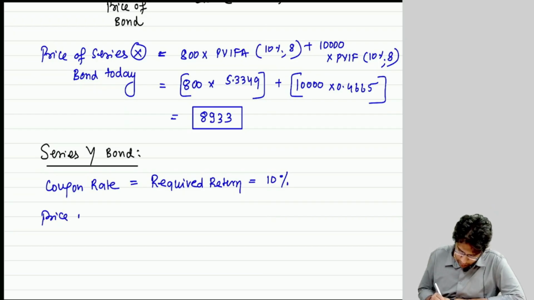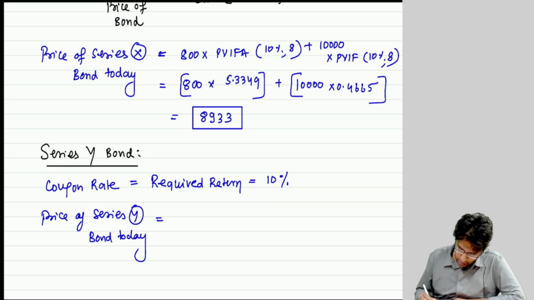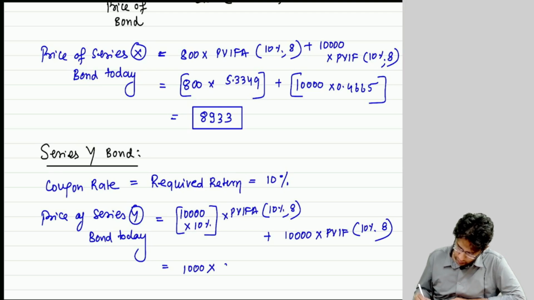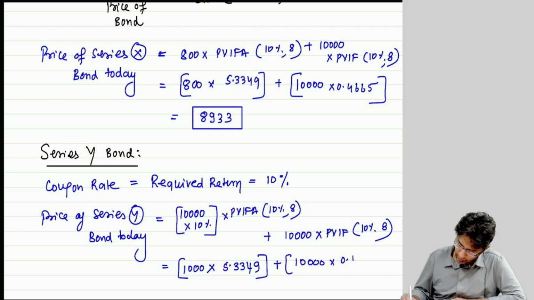The price of the Series Y bond today is equal to, what is the coupon? 10,000 into 10%, into PVIFA, 10%, 8 periods, plus 10,000 into PVIF, 10%, 8th period. 1000 into 5.3349 plus 10,000 into 0.4665.